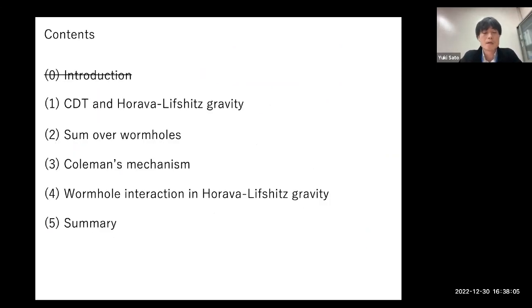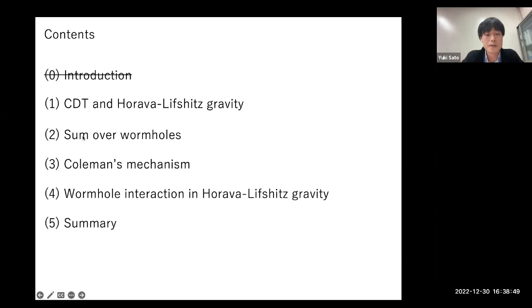Okay. So these are the contents of my talk. I just finished the introduction, and in the next section, I will explain the relation between the lattice model CDT and Horava-Lifshitz quantum gravity by focusing on the quantum Hamiltonian in both models. And in the next section, I wish to explain how to include wormholes and baby universes, which can be done by a sort of field theory called string field theory, or the matrix models.